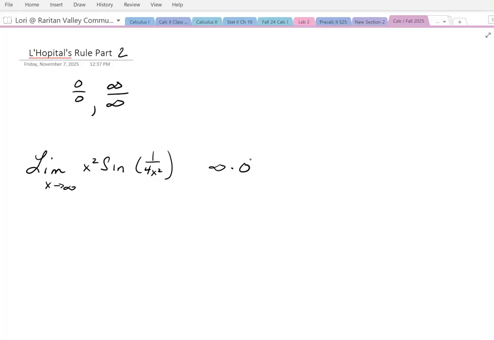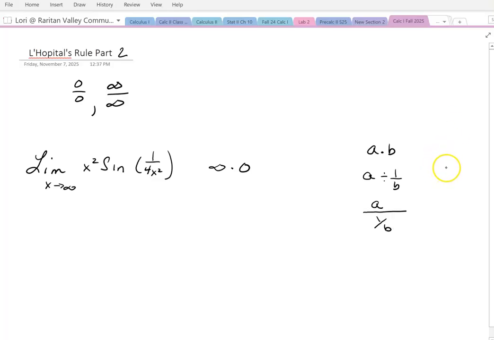If you ever have infinity times 0, and you're trying to take the limit of 2 functions that come out to this, we can turn that into either 0 over 0 or infinity over infinity by just using a reciprocal rule. So for example, we all know that if you had 2 variables, a times b, wouldn't that be the same as a divided by 1 over b?